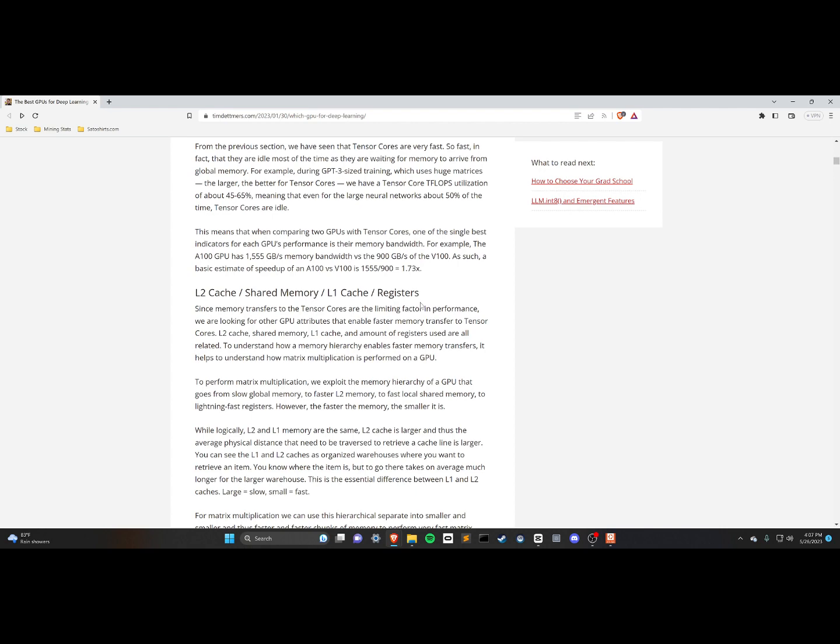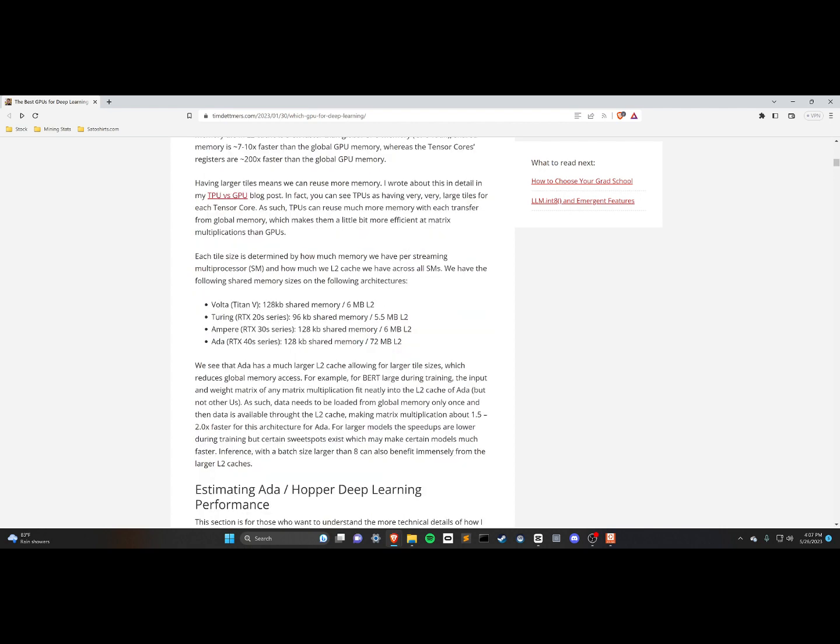So moving on from there, here's that example I was talking about. The Turing RTX 20 series has 96 KB of shared memory and only a 5.5 megabyte L2, versus 128 kilobytes of shared memory and a 16 megabyte L2. So that means this one can move information almost 25% faster than this one.